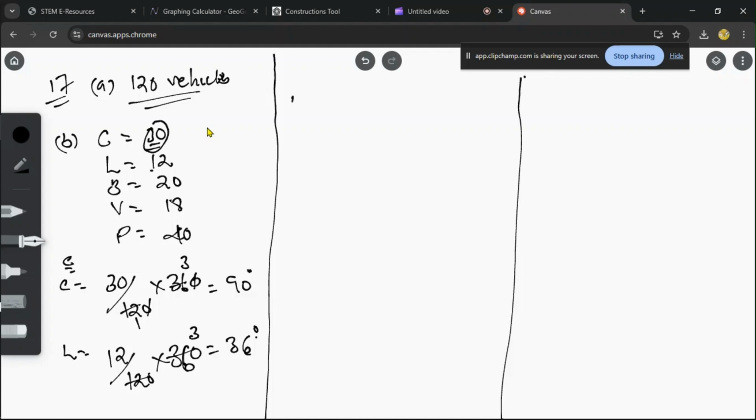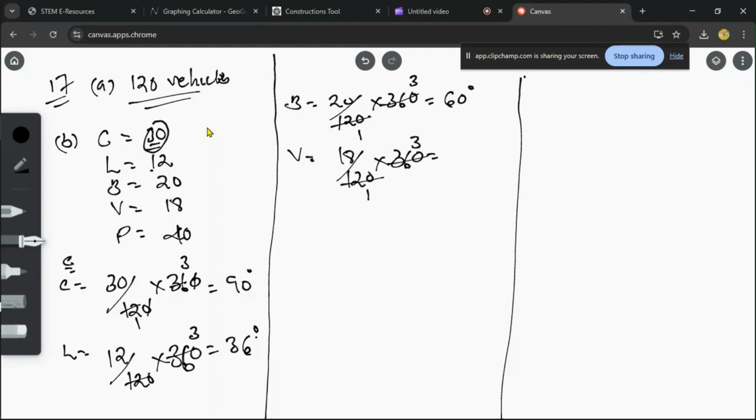For bus, you can also do the same thing. How many buses do you have? 20. Total number of vehicles 120, multiplied by 360. 360 divided by 120 is 3. So that you have 60 degrees. Then you have vans. How many vans do you have? 18 over 120 multiplied by 360. 3 multiplied by 18: 3 times 8 gives me 24, carry 2. So 3 multiplied by 1, 3 plus 2, that is 5. So this is 54 degrees.